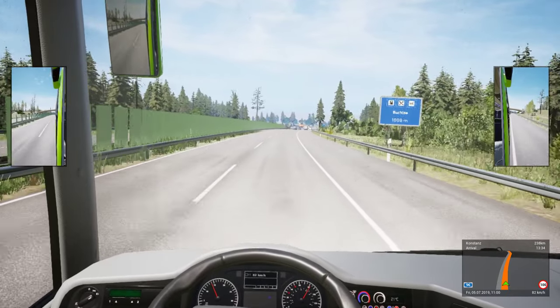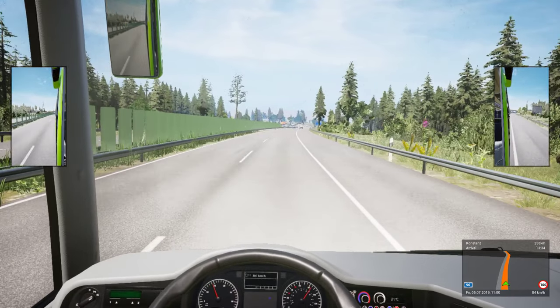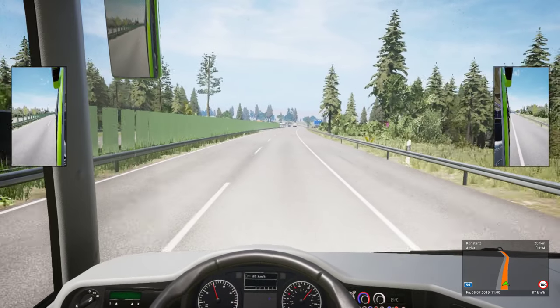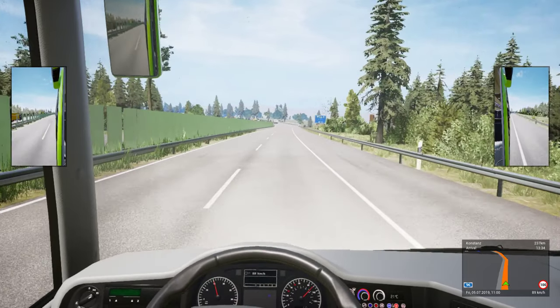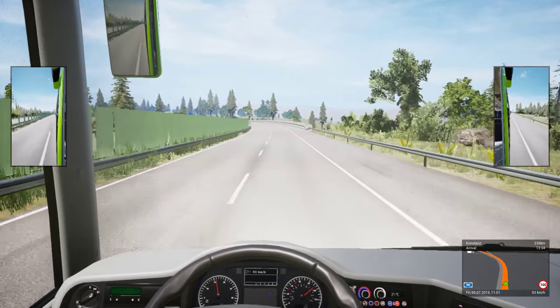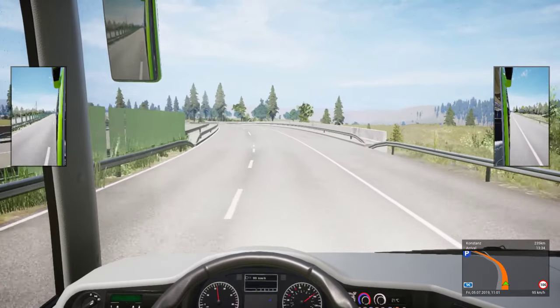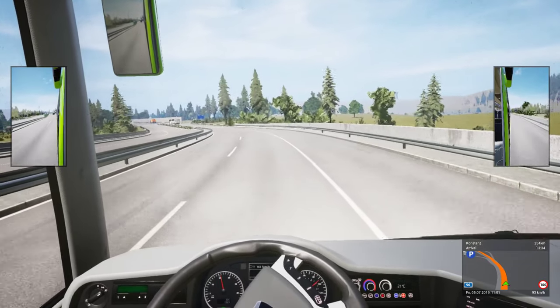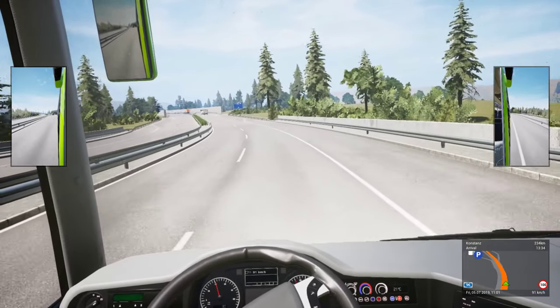Anyway, we're coming up on the first of the many services. Doesn't look like there's a police stop here, but there's a potential for a few on this route. Looks like we're okay at this one.